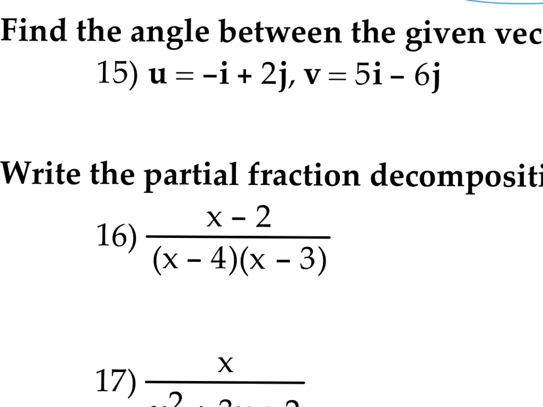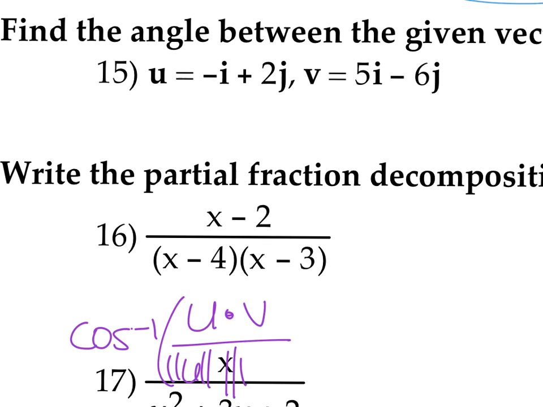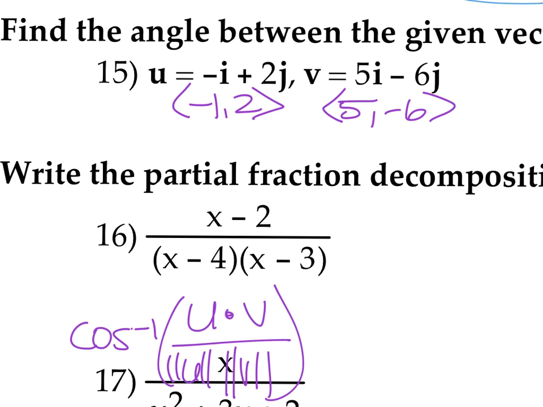All right, so now we'll do the angle between the two vectors. This equation is on your reference form, but it is the cosine negative 1 of the dot product of U and V over the magnitude of U times the magnitude of V. So if I take this negative 1, 2, and 5, negative 6, the dot product would be negative 1 times 5, negative 5, plus 2 times negative 6, negative 12. So the dot product is negative 17.